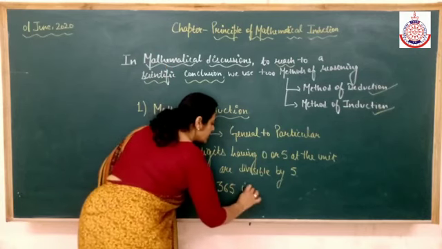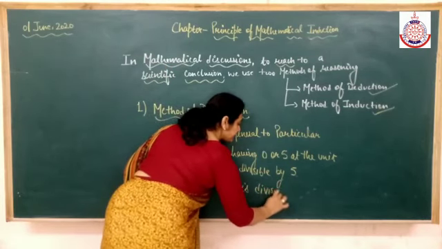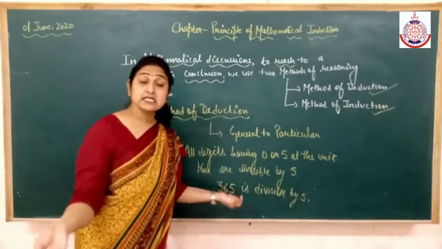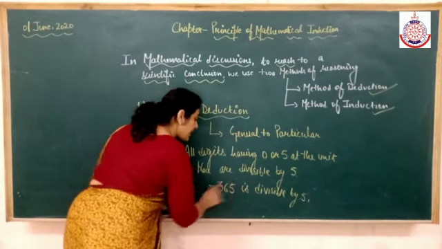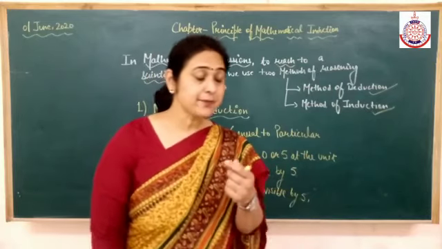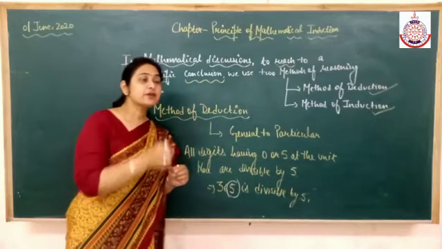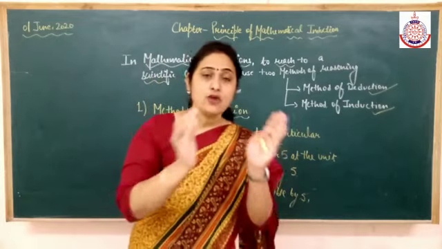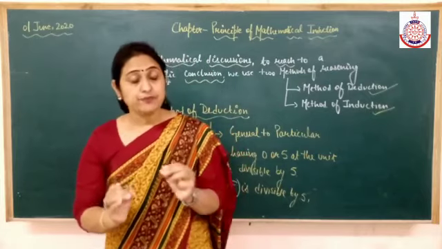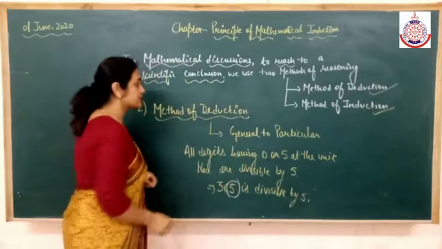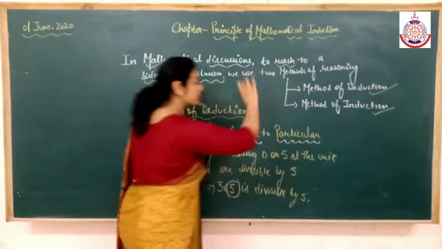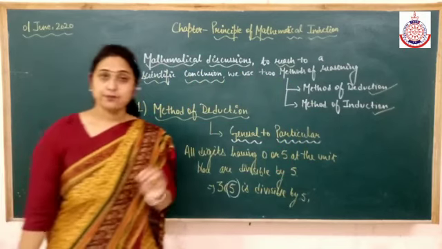365 is divisible by 5 because it has 5 at the unit place. Is it clear? Is the method of deduction clear to you all? The method of deduction means I have a general result, and from that general result we come to a particular result. The method of deduction is from general to particular.